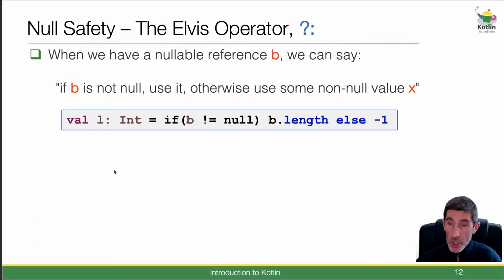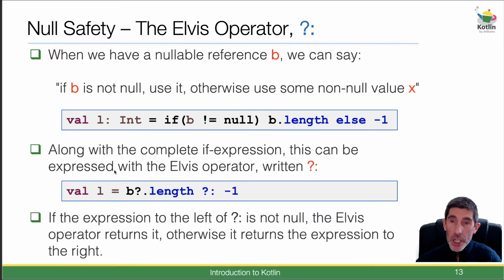But we can use the Elvis operator if we want. So that can be a lot more concise. We can do something like this. Along with the complete if expression, this can be expressed with the Elvis operator, written like so. So we could have there now, our val L is assigned, there's our b question mark dot length, right? Elvis operator -1.